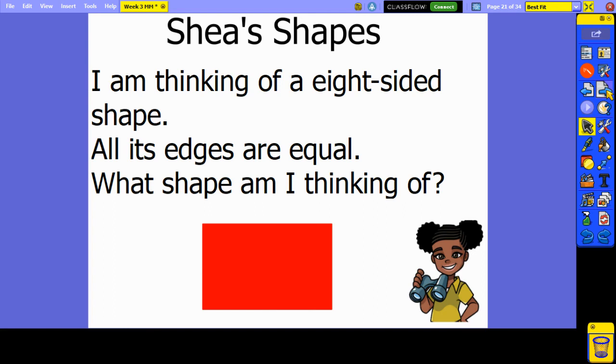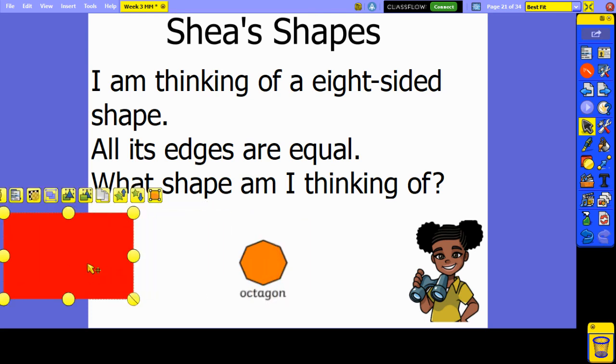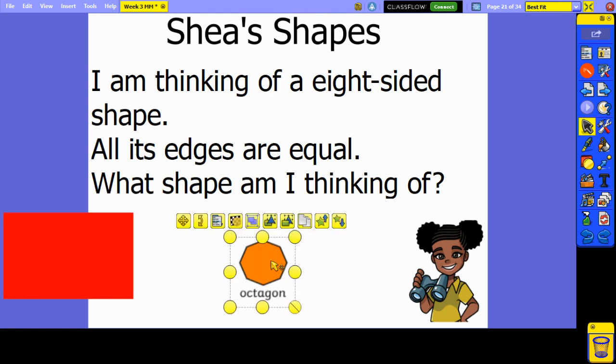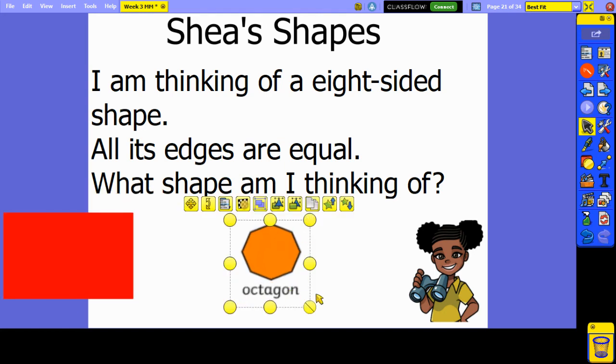And lastly, shapes. She is thinking of an 8-sided shape. All of its edges are equal. What shape is she thinking of? 8 sides, all of them are equal. Pause the video while you have a think. She's thinking of an octagon, a regular octagon. All the sides are equal, 8 sides, octagon.